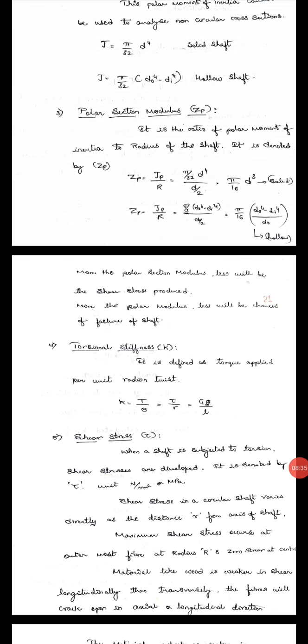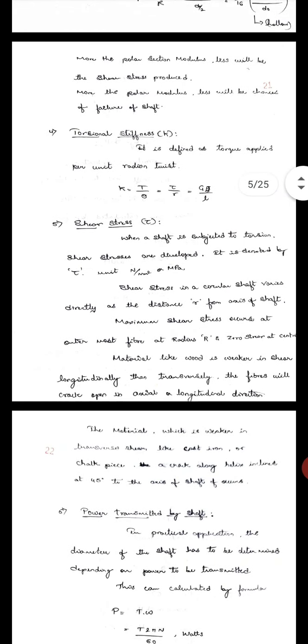Torsional stiffness, it is defined as the torque applied per unit twist, that is K equals to T by theta, tau by R, G theta by L. Shear stress, when shaft is subject to torsion shear stress are developed. Shear stress in circular shaft varies directly with distance R from the axis of shaft. So it is maximum at the outer radius, that is R, and zero at the center.